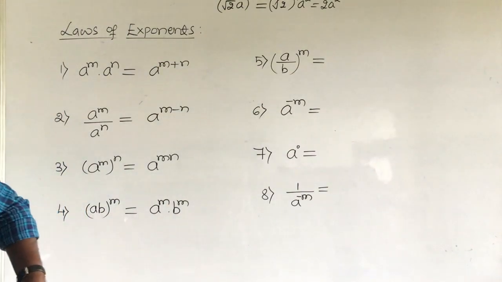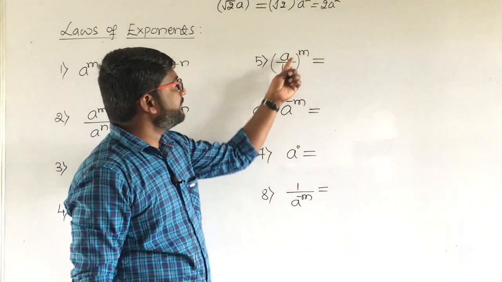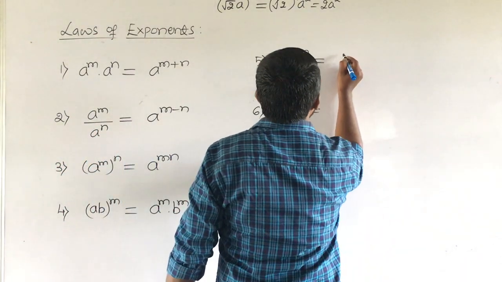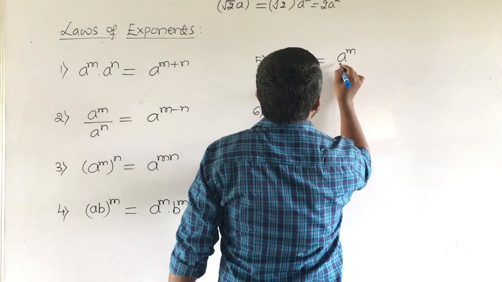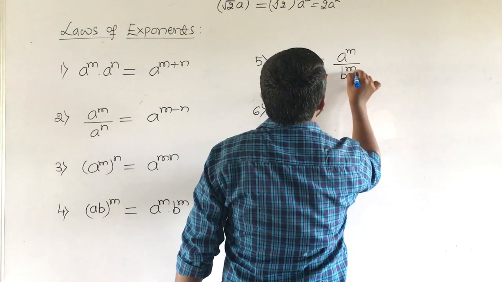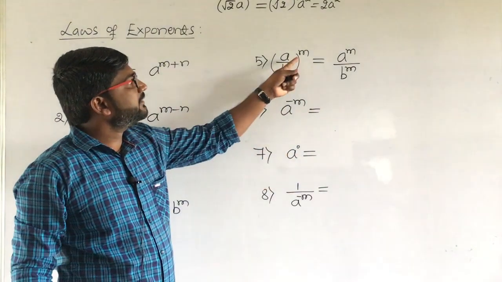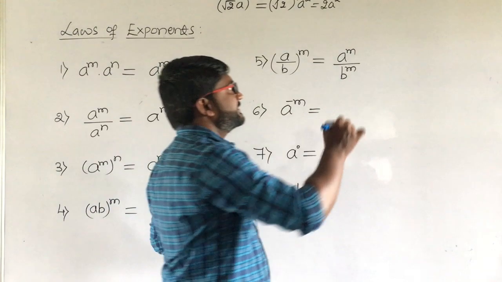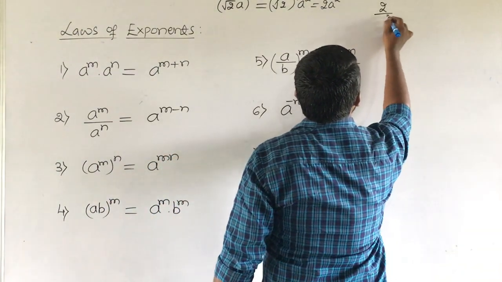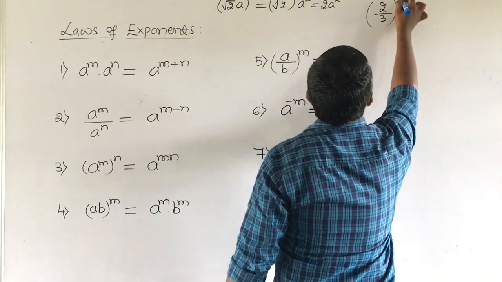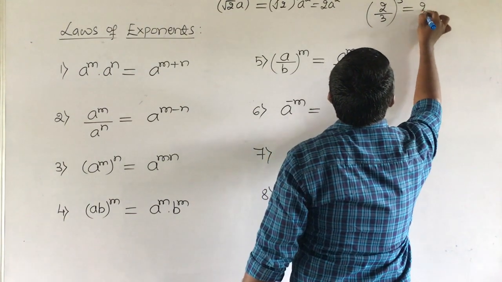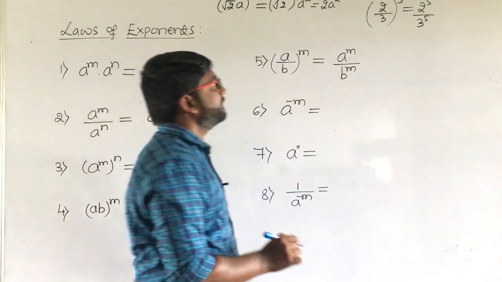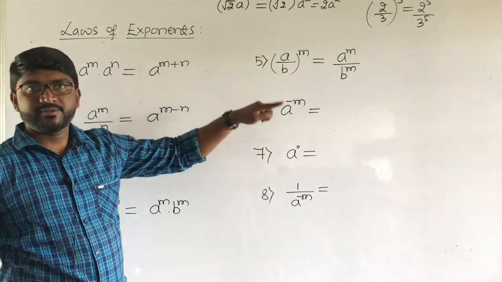So now this is all about ab whole raised to m equal to a raised to m into b raised to m. So the next one, it is a by b whole to the power m, which is equal to a raised to m divided by b raised to m. So the power applies to the numerator as well as to the denominator. For example, 2 by 3 whole raised to 5. This can be written as 2 raised to 5 divided by 3 raised to 5.